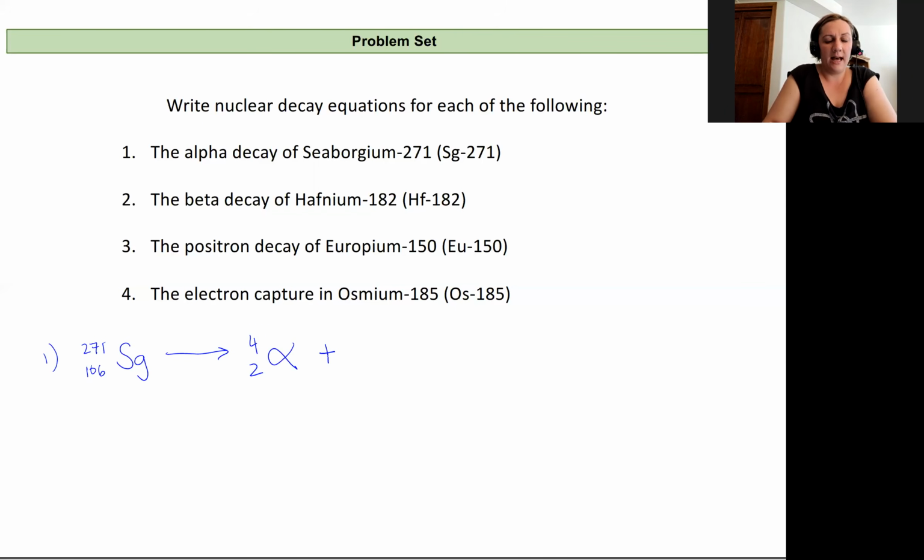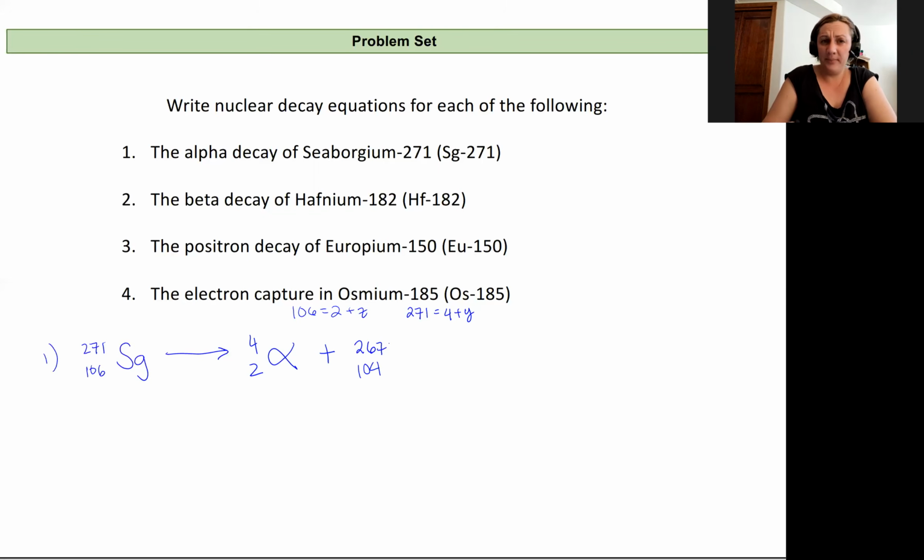And then I'm going to add my new unknown one. So I know that my 106 has to equal 2 plus whatever my new atomic number is. So 106 minus 2 will be 104. And then for my mass number, I know that 271 has to equal 4 plus whatever the mass number for my new isotope is. So 271 minus 4 is going to give me 267.